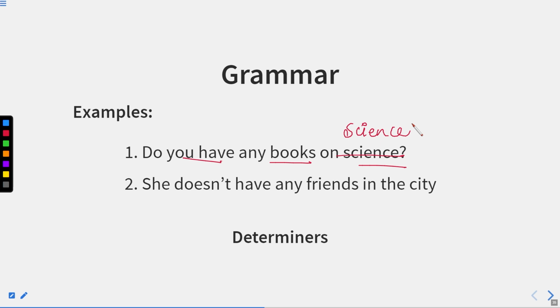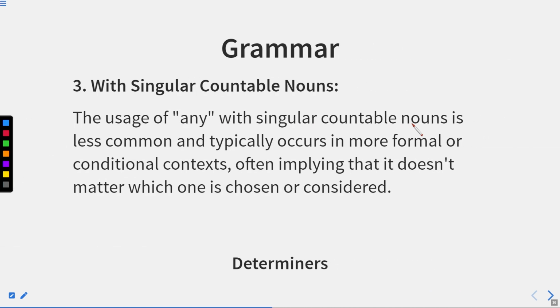Now, there is one more thing. We can also have book over here. Both the words are correct. She does not have any friends in the city. It means she has no friend at all. So we can use any. But we cannot use any and no or not together, because any itself is a negative word, or it shows the negative sense only. Now let us move to the next one.